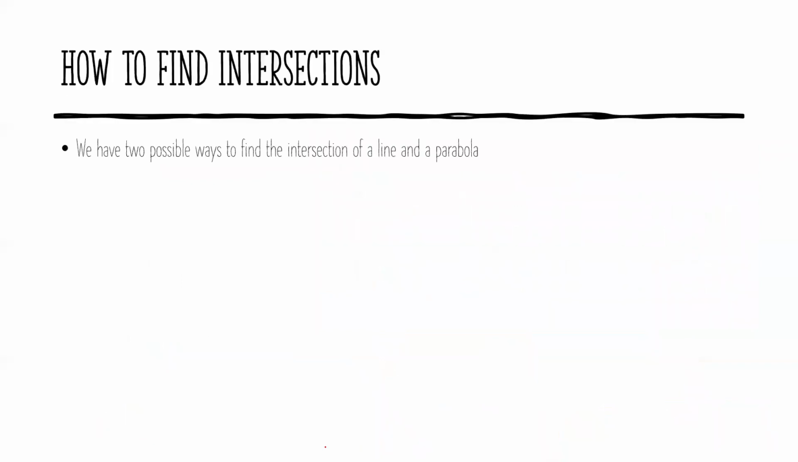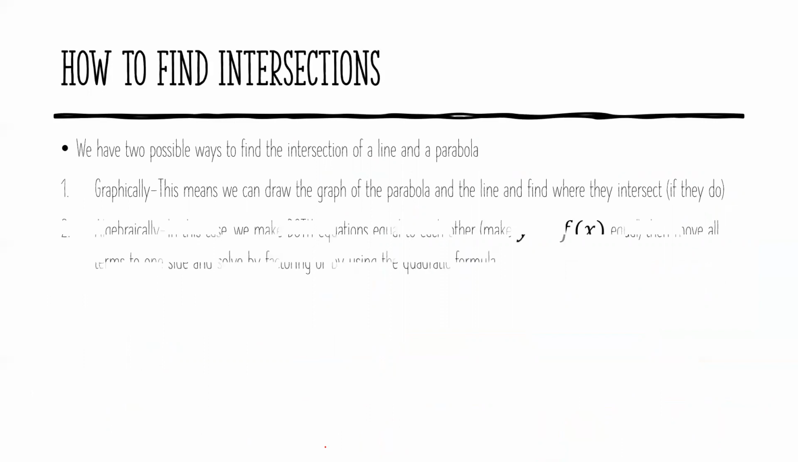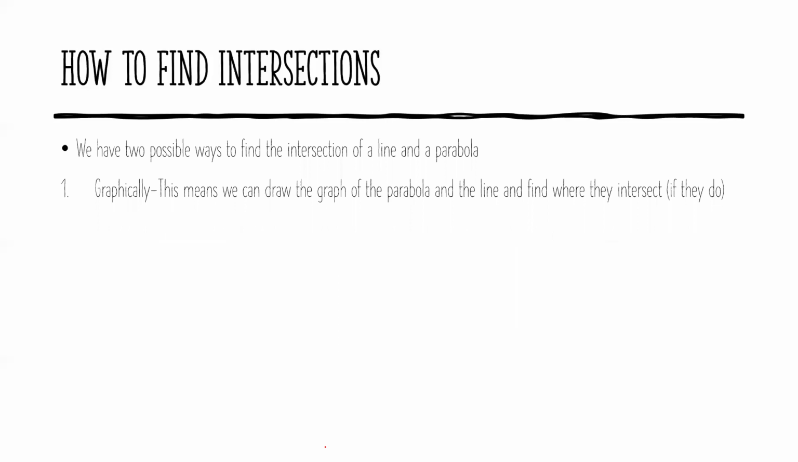So how do you find the intersections? Well, there's two ways to find the intersection of a line and a parabola. Graphically, you can look for the solution by drawing the graph of a parabola, and then you draw the line, and then you try to see where they intersect, if they even do. But to be quite honest, I feel like that is a harder way to do it, and it's not always going to be that easy to graph.